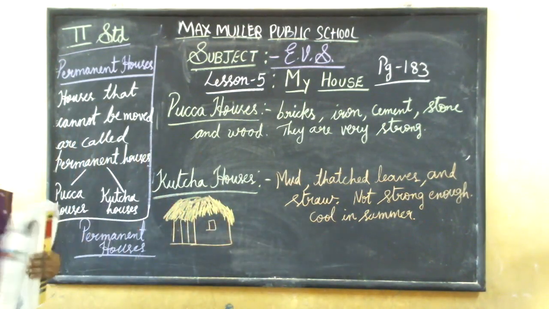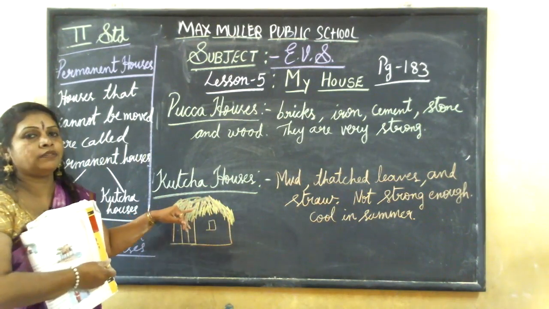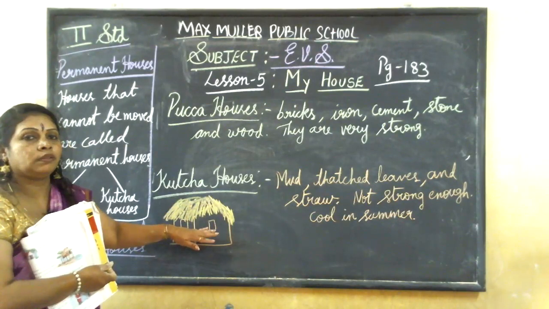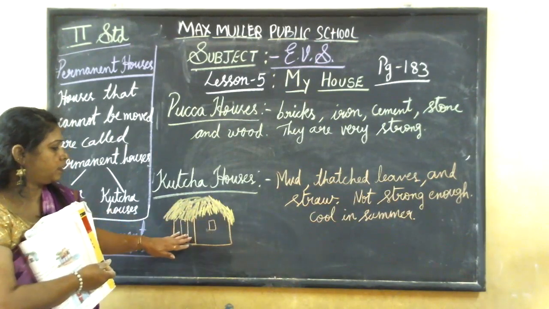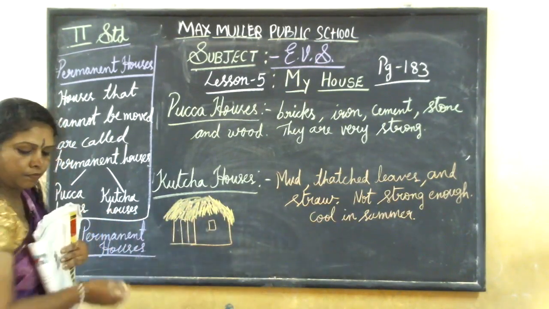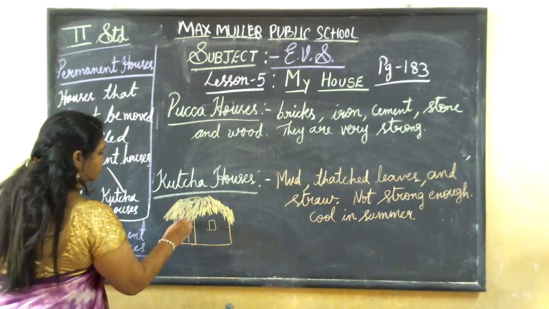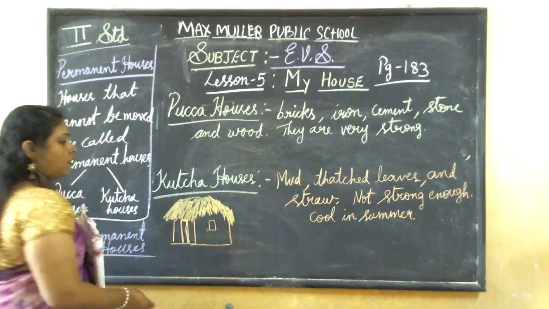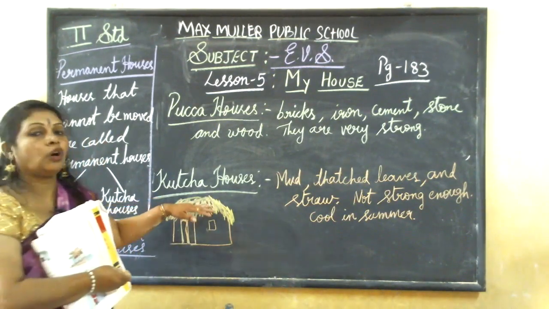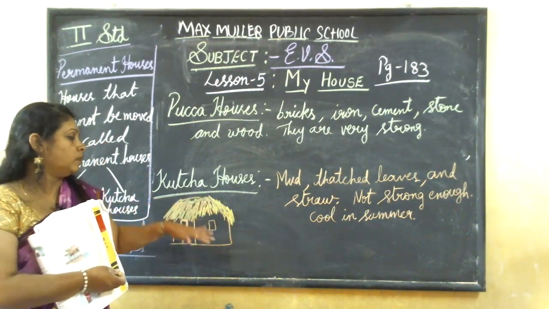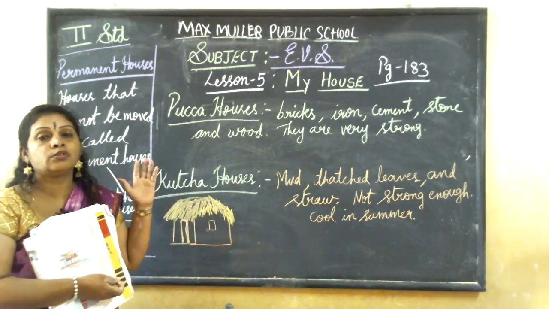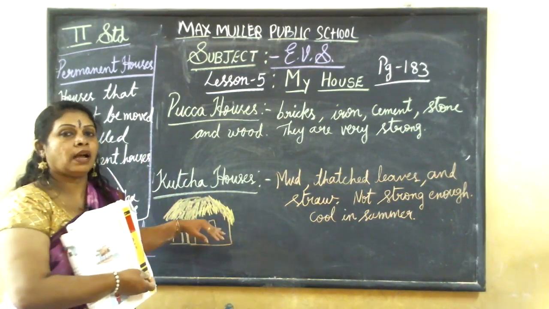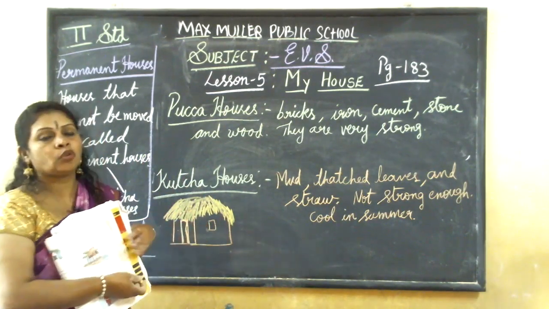Okay, so these are the dried leaves, that is thatched leaves, and this is the mud. With mud they will construct this wall, everything. This is the door. And these are the straws and thatched leaves. It will be strong enough, but not so strong for severe wind and rain. It can't bear that. And during summer, it will be cool.